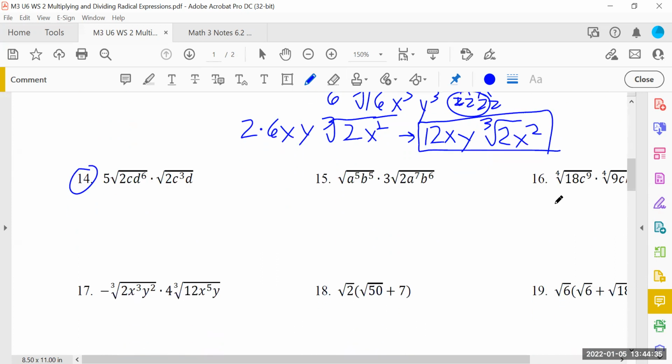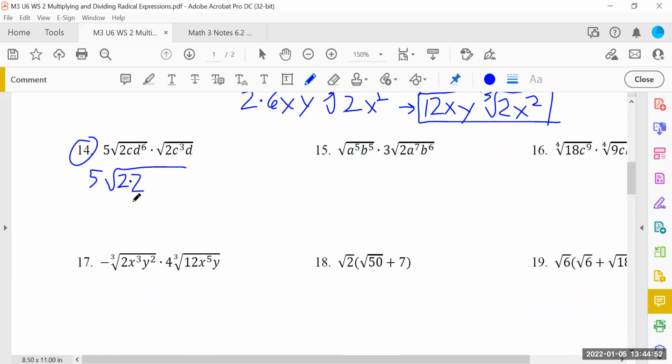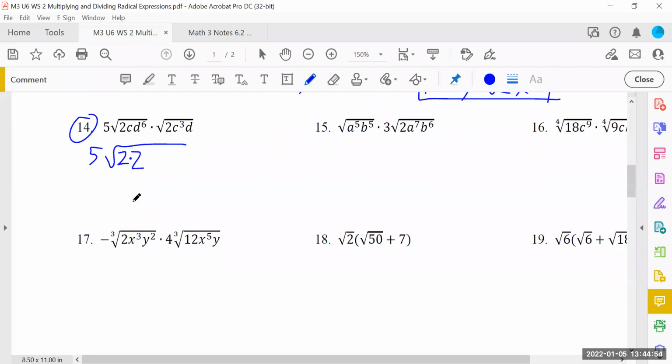How about 14? For 14, let's go ahead and put them together. It is a square root, so we can go ahead and do that. 5 root 2 times 2. Let's make sure that's not 22, but 2 times 2. How many c's are in there? Adrian, how many c's do we have? C to the 4th.